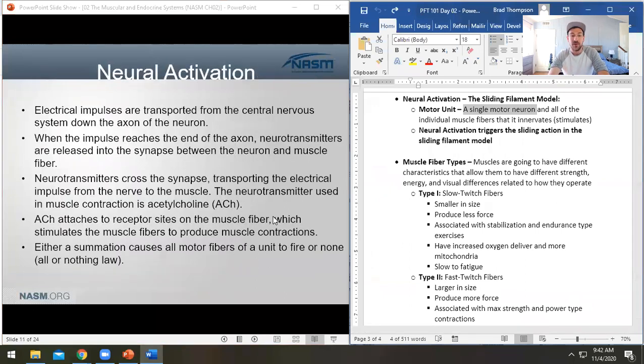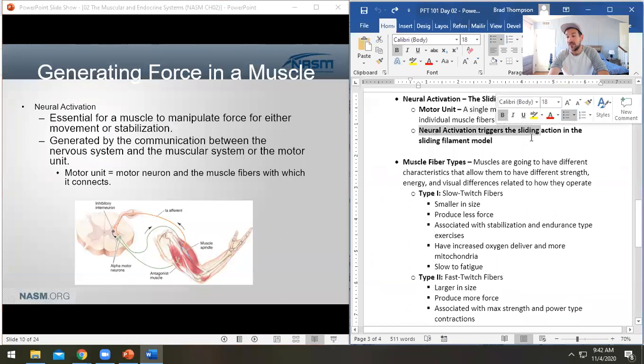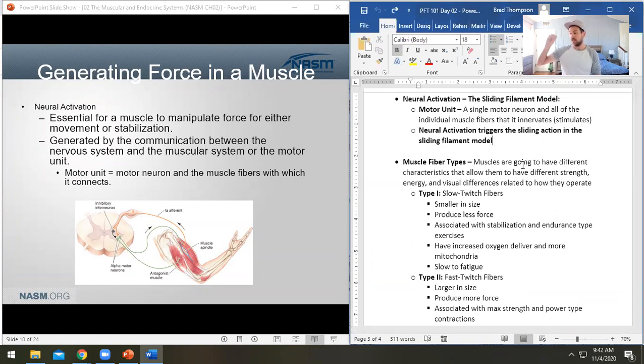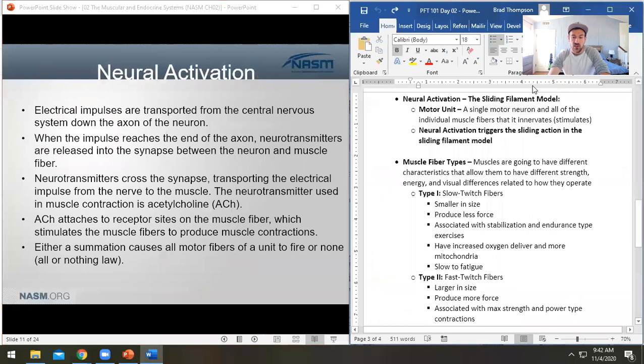And so when you have neural activation, that's going to trigger that sliding action that we just talked about. My neuron is going to zap a muscle cell, and then that muscle cell is going to trigger the actin and the myosin proteins to slide across each other like we talked about. And that's what we call neural activation. And it does all of this thanks to chemicals.